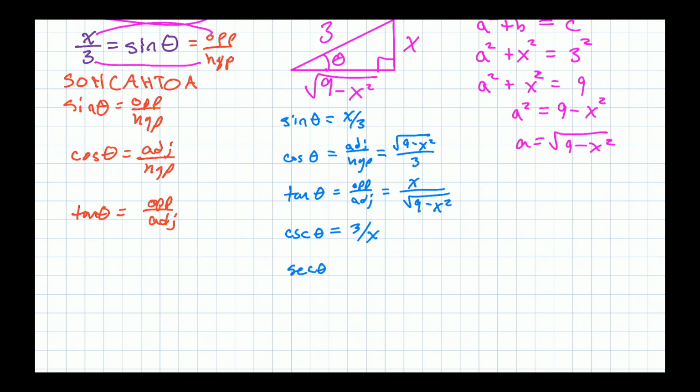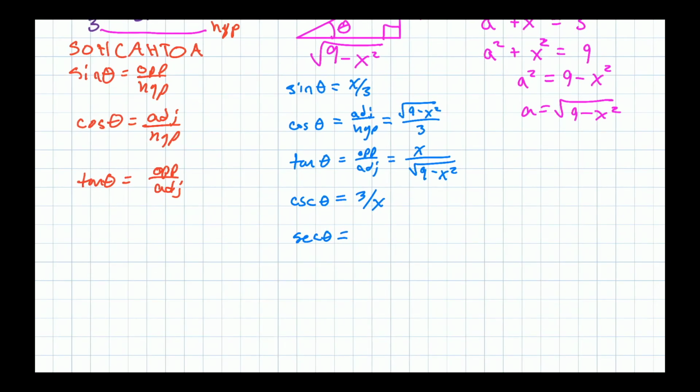Secant theta is 1 over the cosine, so 3 over square root 9 minus x squared. Again, I'm not rationalizing it. And cotangent theta is 1 over the tangent, so it's square root 9 minus x squared over x. Right? So you can write down all 6 of them.